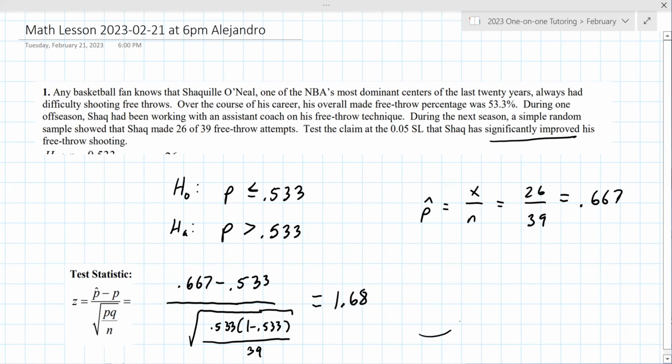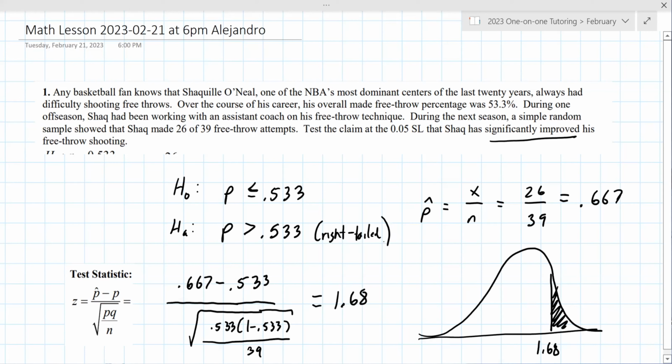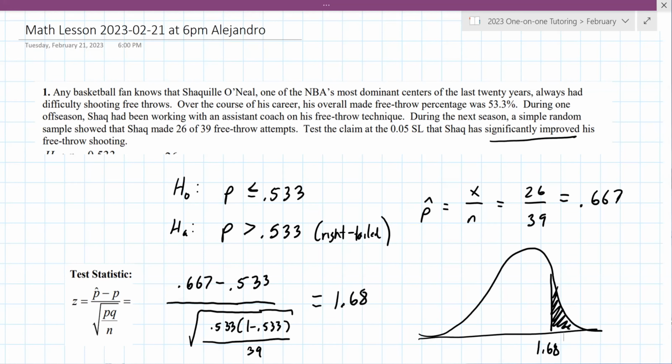And then what I like to do, even though it's not required, is draw the normal curve and locate that value, 1.68. And because it's a right-tailed test, I know that I'm trying to find this area in the right tail. Trying to find that p-value. So you get the 0.35.